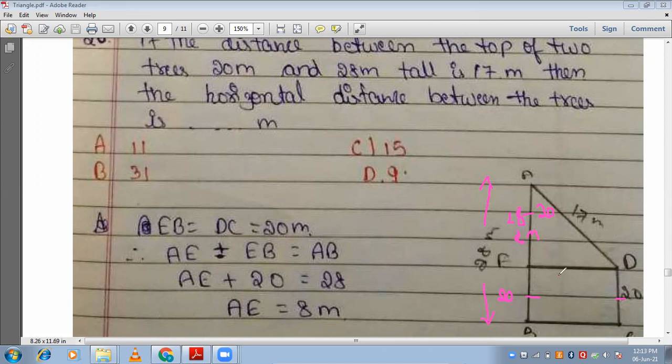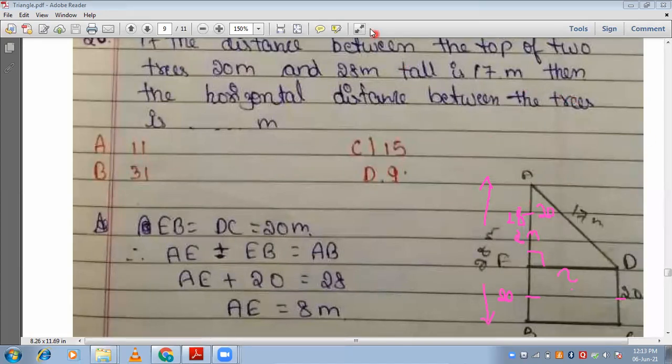This is 17 meter. And horizontal is question mark. So apply Pythagoras theorem. Okay. So here I mentioned AE plus EB is equals to AB. AE is question mark plus EB length is 20 is equals to 28. So 28 minus 20 is 8 meter.